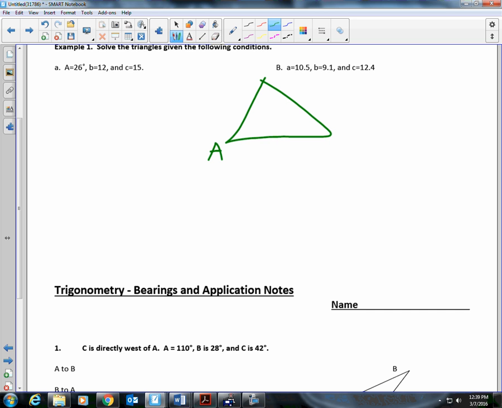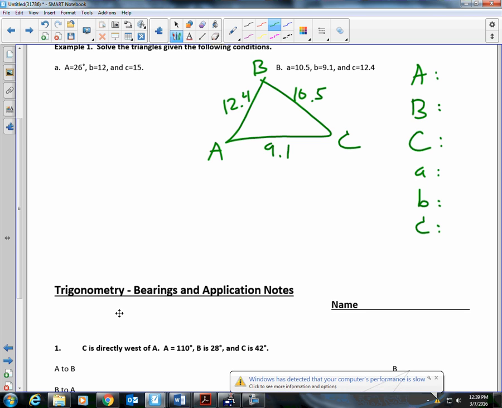Last example, A, B, and C. A is 10.5, B is 9.1, C is 12.4. Which of the six? Side, side, side. I do not have an angle and its opposite side, so therefore I must use the law of cosines. The question is, where do we start? Is it possible that there's an obtuse angle? If there's an obtuse angle, which one would it be? It would be C.